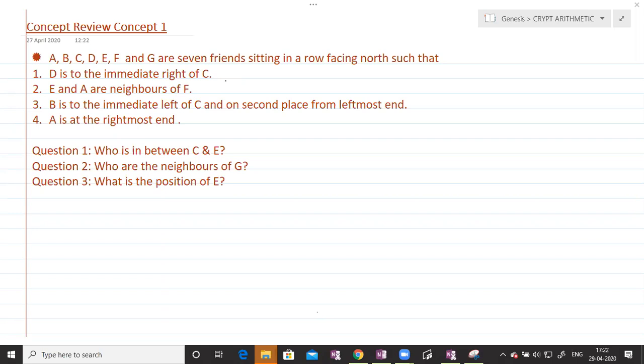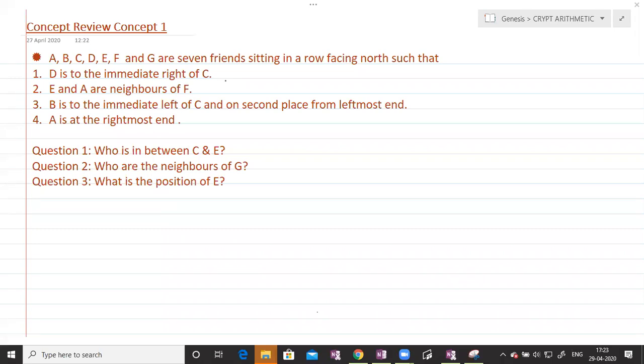The question reads as, A, B, C, D, E, F, and G are 7 friends sitting in a row facing north such that. The first statement says D is to the immediate right of C. Second statement says E and A are neighbors of F. Third one, B is to the immediate left of C and on second place from the leftmost end. And the fourth, A is at the rightmost end.